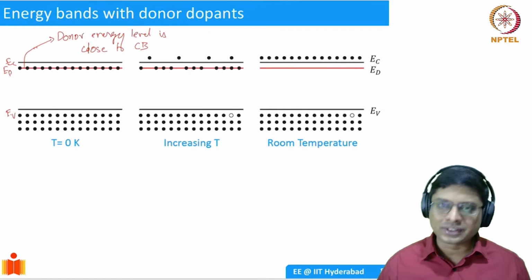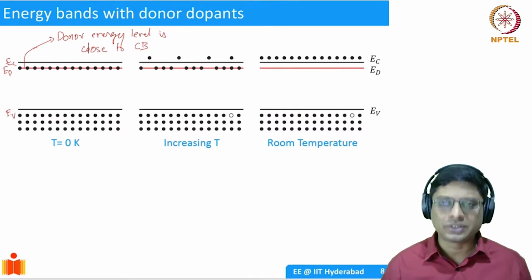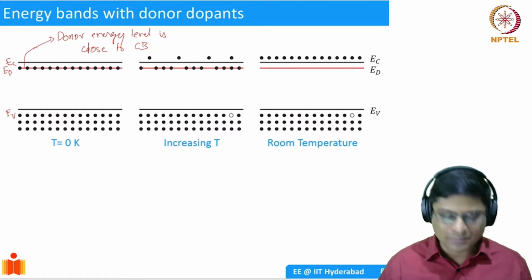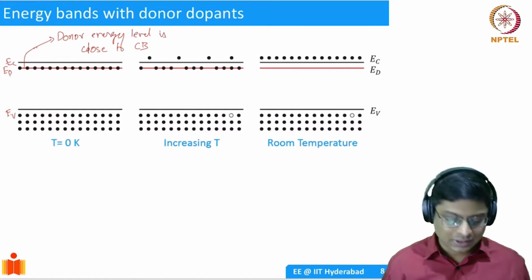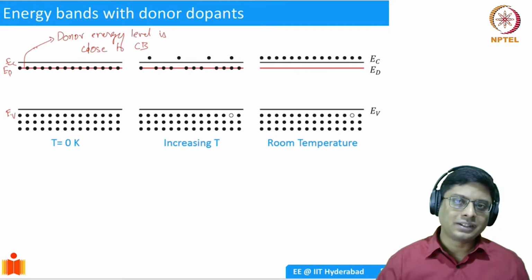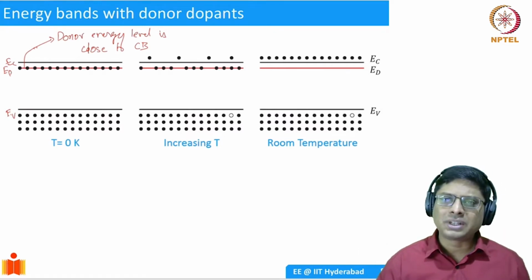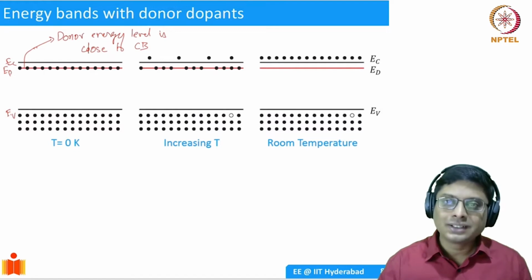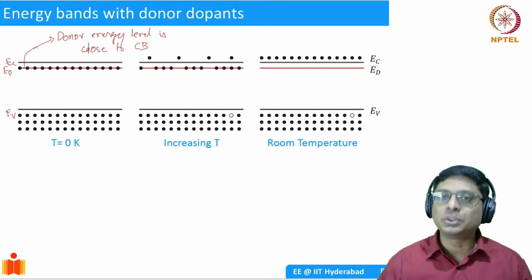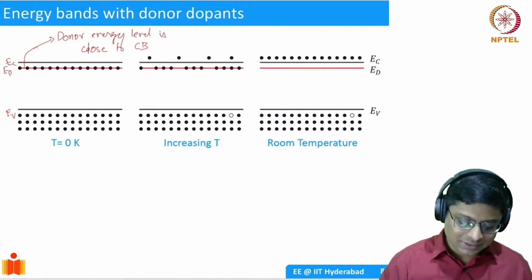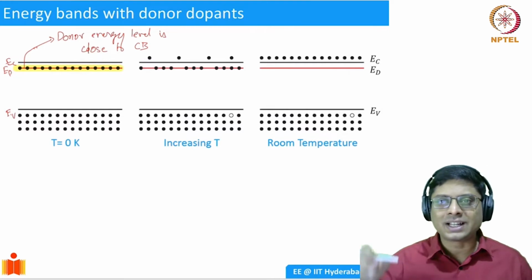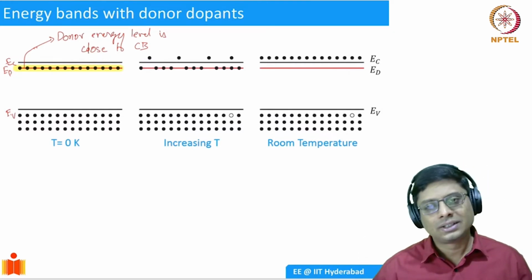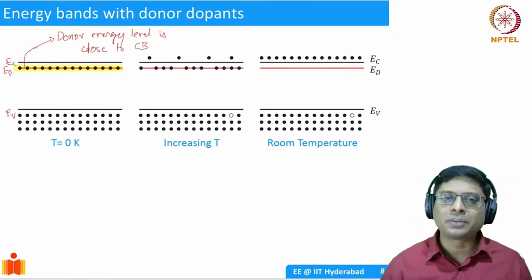Okay, you have these donors, and if you are at 0 Kelvin, what happens? Your valence band is completely filled up with all the silicon electrons, and then there is this donor level, and that has some electrons, but those are all in the donor itself. They are not free to move around. That's why we show the electrons at the donor level. That means they are tied to the donor atoms, so they are not going to contribute to conduction.